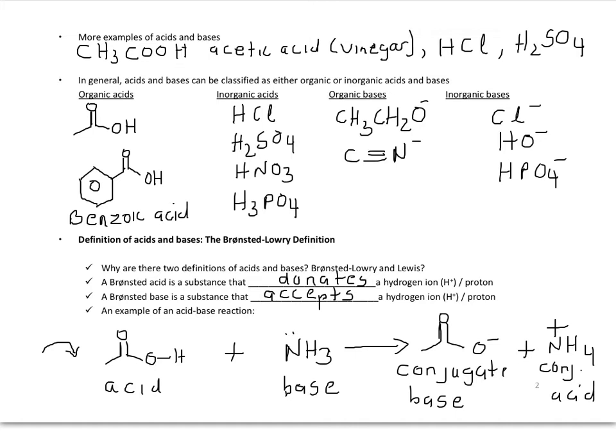Now, acids and bases can be classified either as organic or inorganic acids. So what are organic acids and what are inorganic acids? Basically, organic acids contain the element carbon. We've already defined what organic chemistry is. The definition is compounds that contain carbon in their structures. So here in acetic acid, you can see the carbons are on these positions.